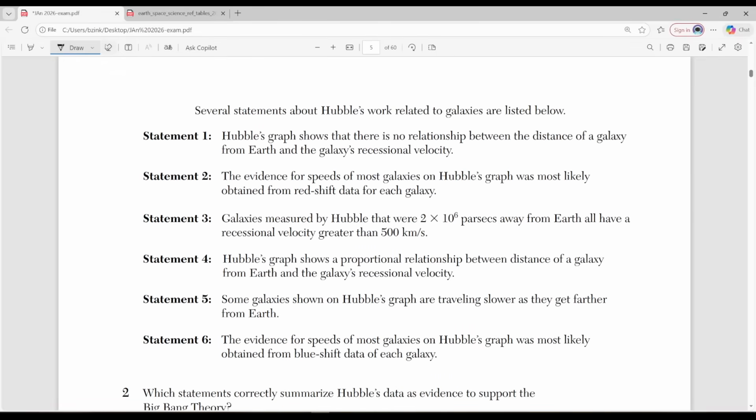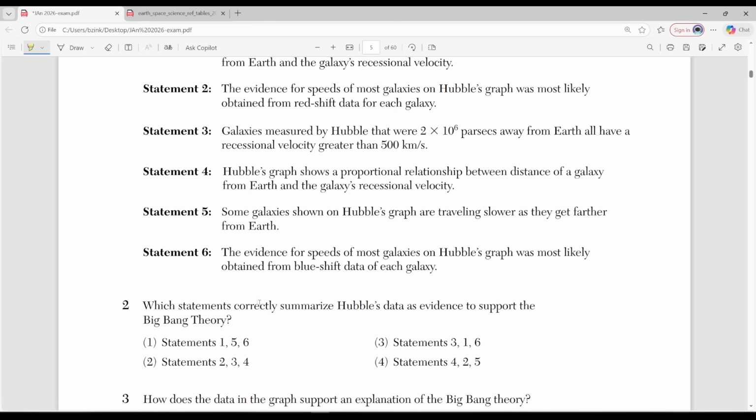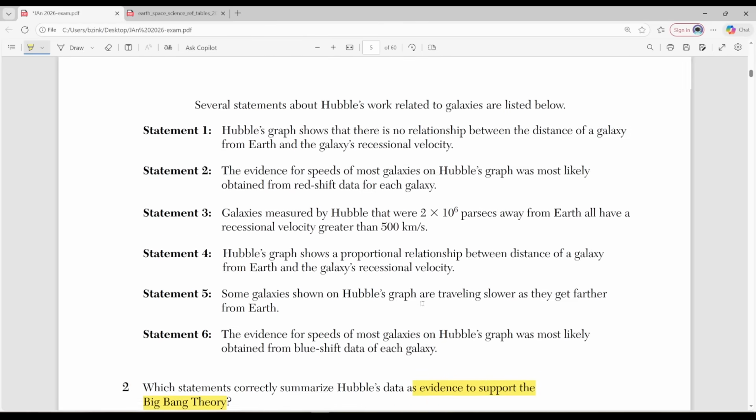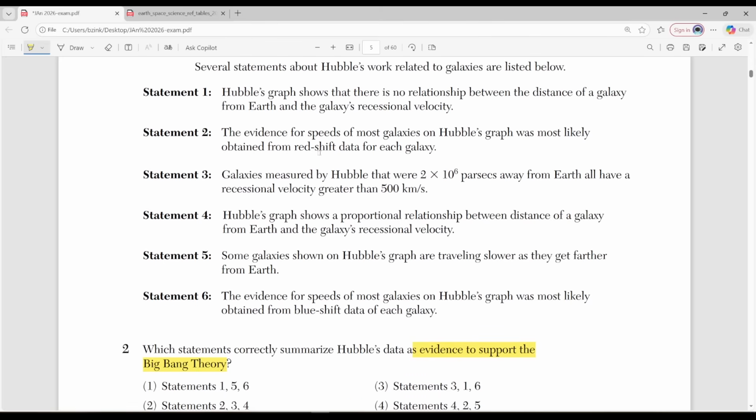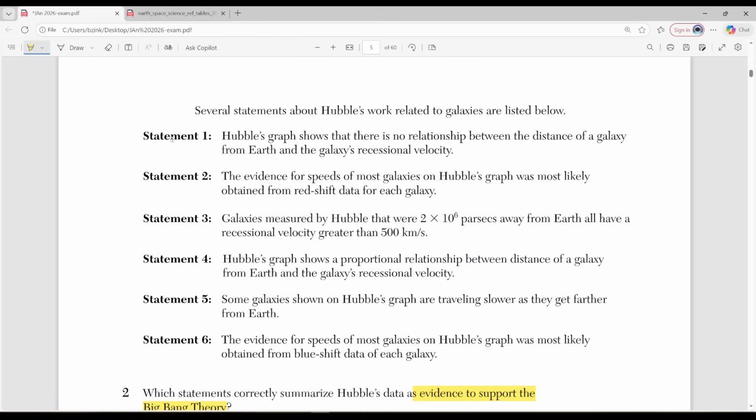Wow. Okay, so several statements about Hubble's work related to galaxies are listed below. There's a lot of statements. Which statement correctly summarizes Hubble's data as evidence to support the Big Bang? Okay, so we want to look for the correct evidence to support the Big Bang. We're just going to see if we can highlight the ones we think support the Big Bang. Hubble's graph shows that there is no relationship. Wrong. We already established that there is a relationship, though. This one is wrong.